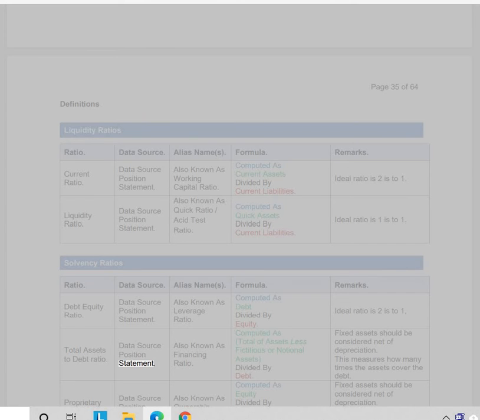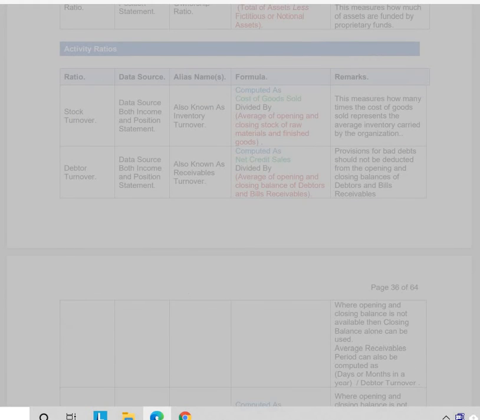Total assets to debt ratio. Data source: position statement. Also known as financing ratio. Computed as total of assets less fictitious or notional assets divided by debt. Fixed assets should be considered net of depreciation. This measures how many times the assets cover the debt.